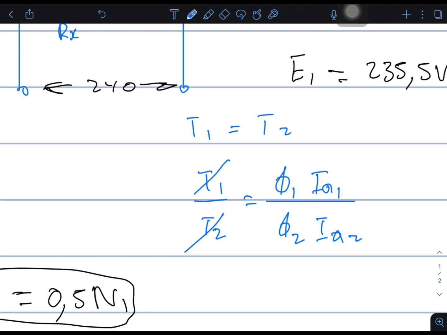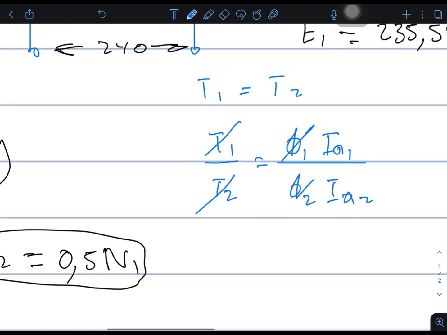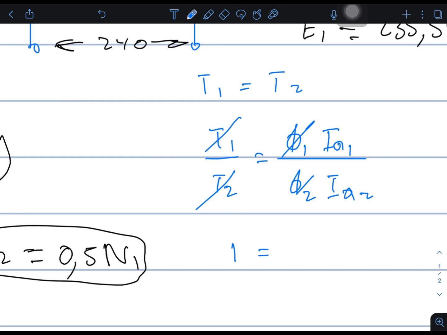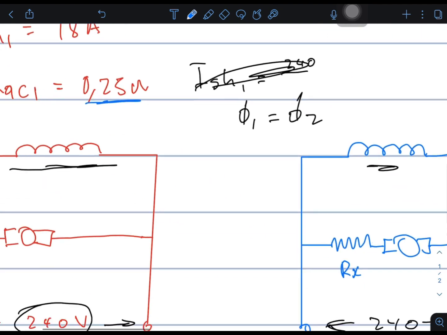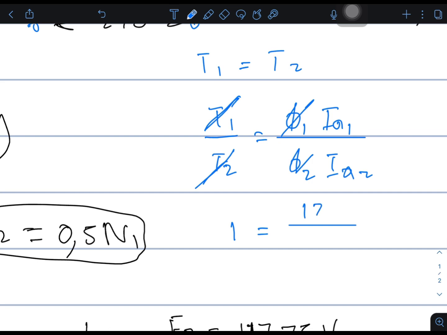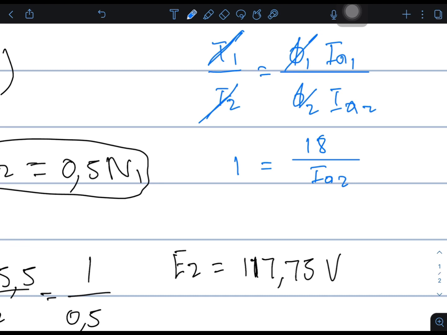With flux, mostly, this is a shunt motor. If flux with a shunt motor remains constant, then we can cancel. That means we have 1 equals IA1 over IA2, where IA1 is 18. Let me check. Yes, 18. Meaning IA2 is also 18 amps.